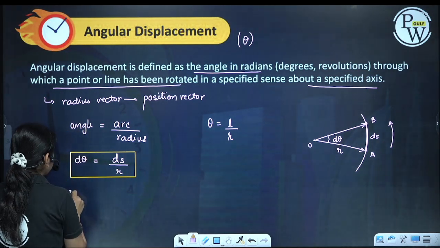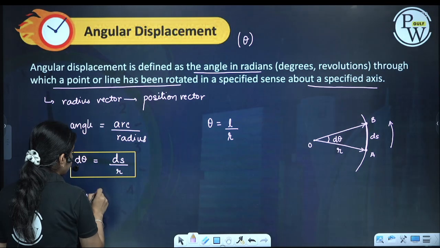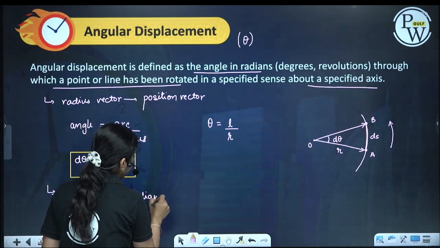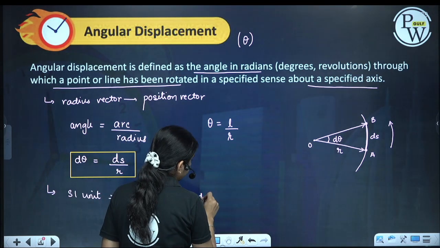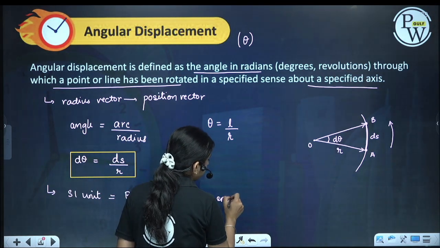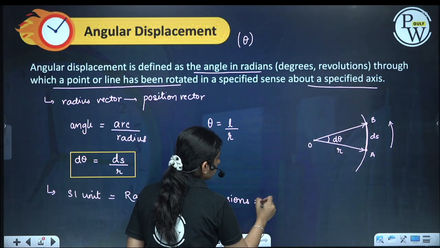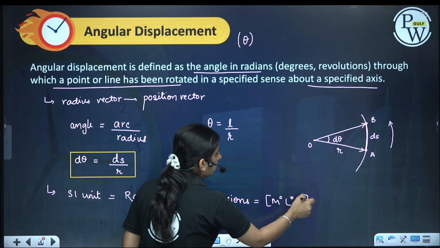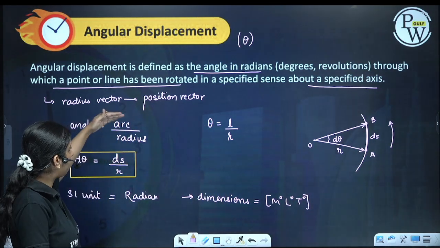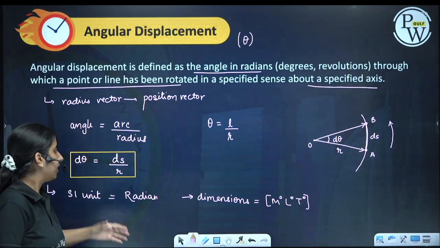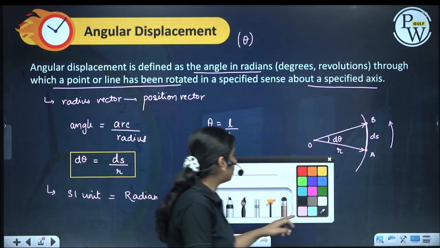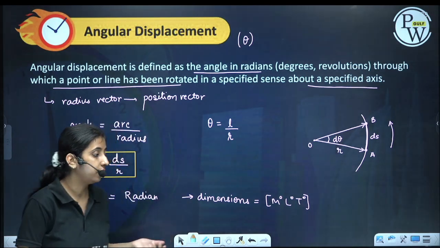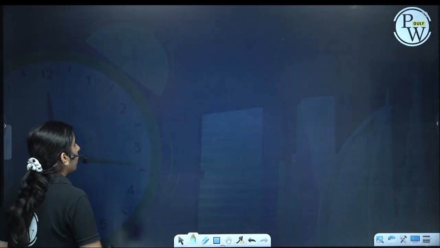Now what is its SI unit? It will be radians. Okay, SI unit will be radians, and if I write the dimensions of angular displacement, they are 0. Radians have no dimensions. Okay, it is length by length, so no dimensions. It is dimensionless, but the SI unit is radian. Now let us see whether it is a scalar or a vector quantity.